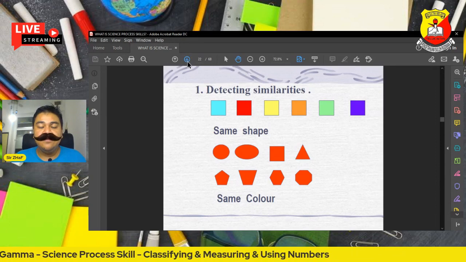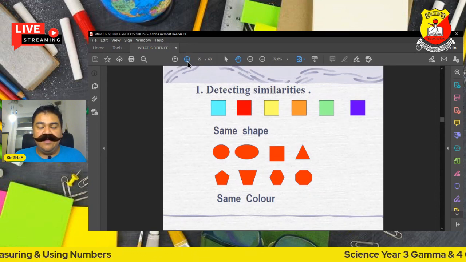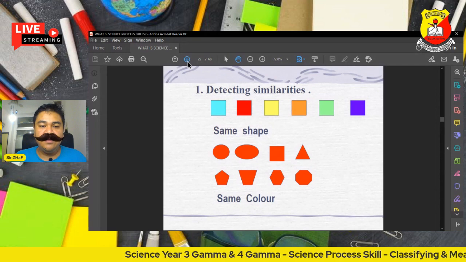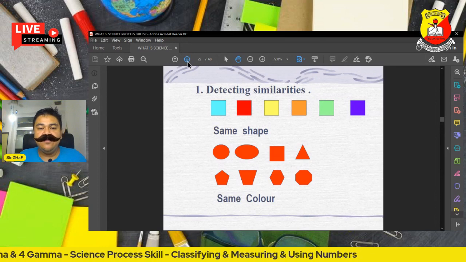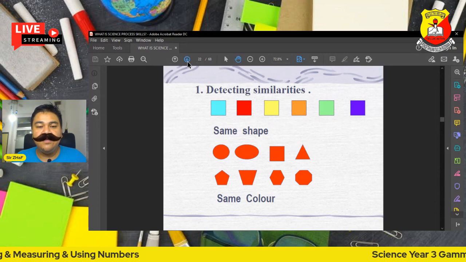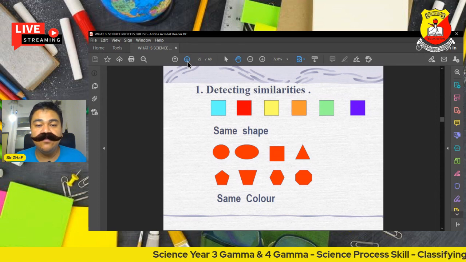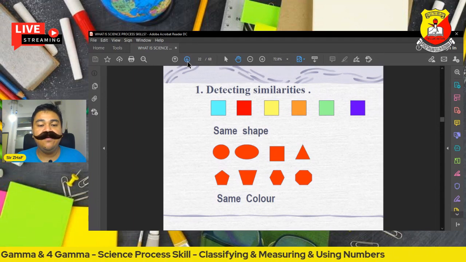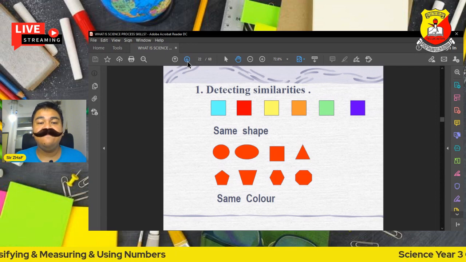And also, you can detect the same color: the blue one, the orange one, the yellow one, the red one, the green one. So the first one is the same shapes, and the second one is the same color. So you can detect there are two types of similarities. This is how you can classify.